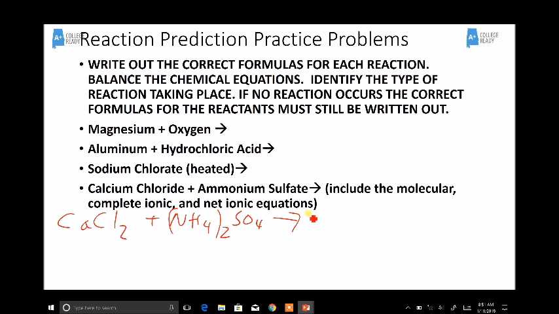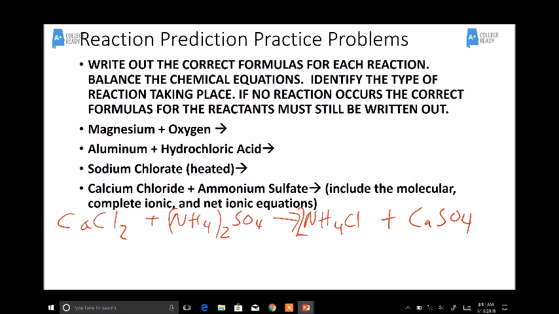So we're going to get ammonium chloride plus calcium sulfate. We need to check for balancing, and our equation right now is not balanced. To balance it, we need to put a 2 there. So now it's balanced. So to do the ionic and net ionic equations, we need to check the solubility rules.